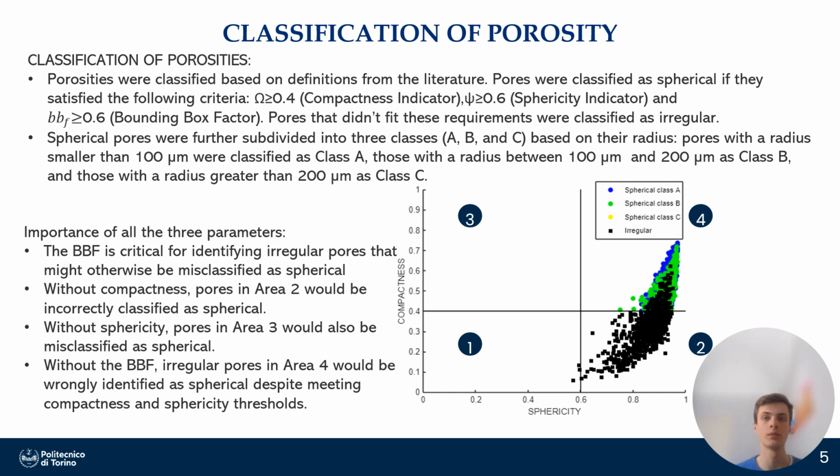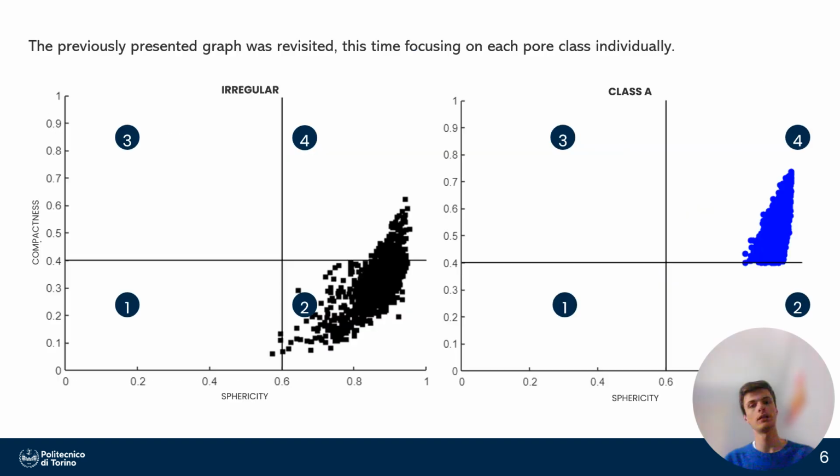Once classified, the pores from each class were plotted on a compactness-sphericity graph to visualize their distribution and characteristics. In this slide, a compactness-sphericity graph is presented, showing the pores of each individual class separately to give us an easier visualization. In this way, we can appreciate that all the parameters are fundamental for the classification.